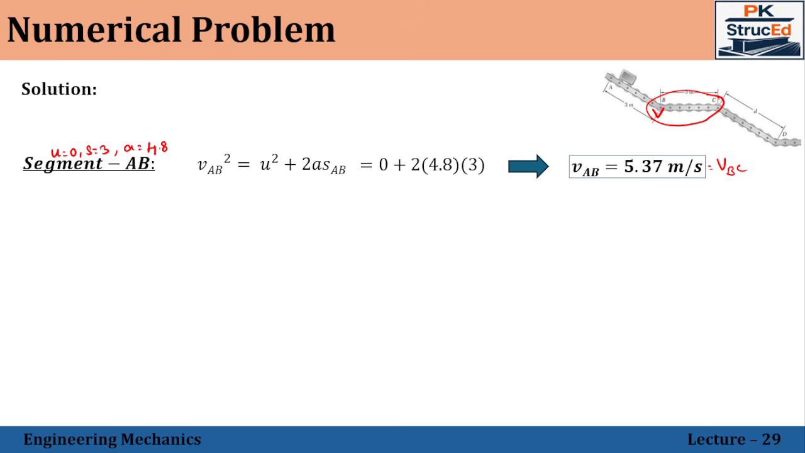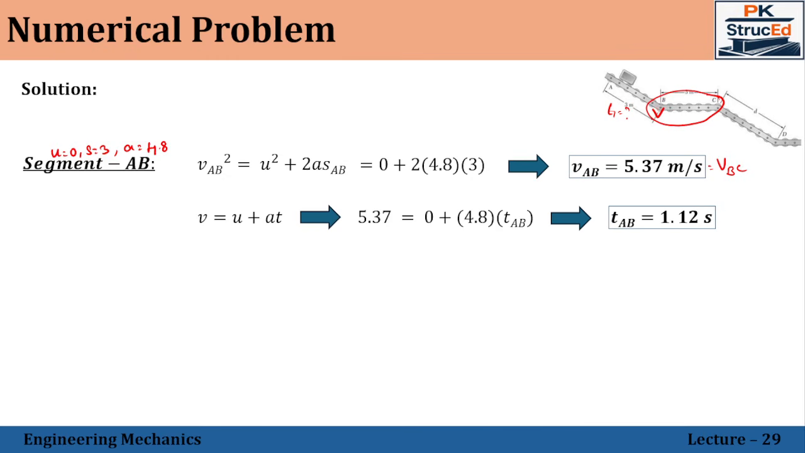And one more thing that we need to find out is the time, T1, also to be calculated. Therefore, we are using V is equal to U plus AT, in which U is 0, V has been calculated as 5.37, and A is given as 4.8. Therefore, TAB can be calculated as 1.12 seconds. So that is what we have with respect to segment AB. Let us move on to the segment BC.